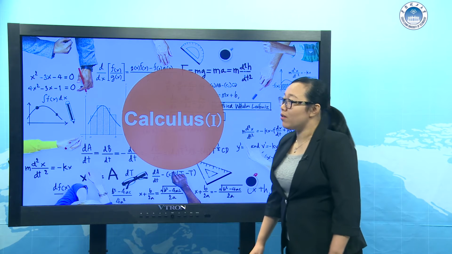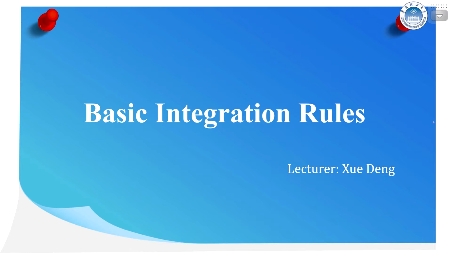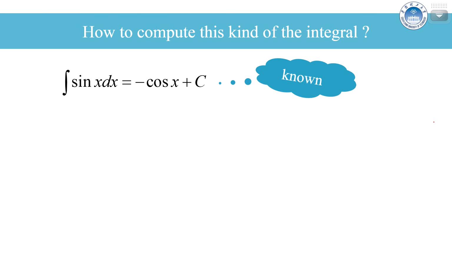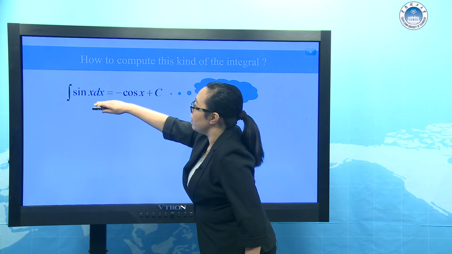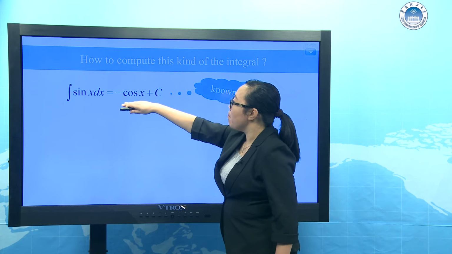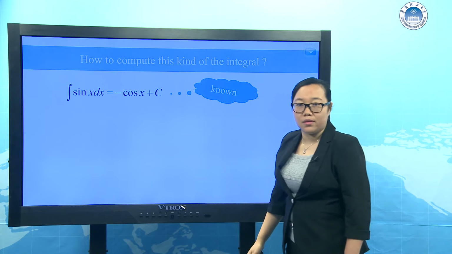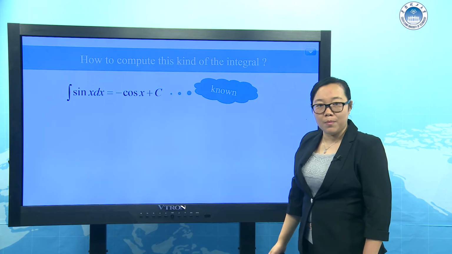Today we study Calculus 1, Basic Integration Rules. Now look at the known formula: the integral of sin x dx equals minus cosine x plus c. C is any real number.